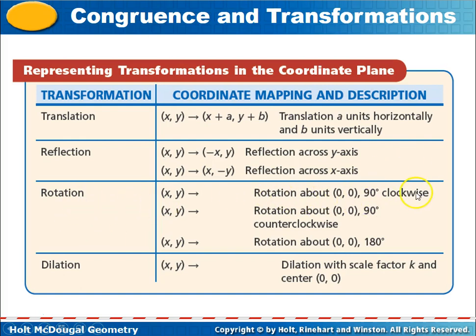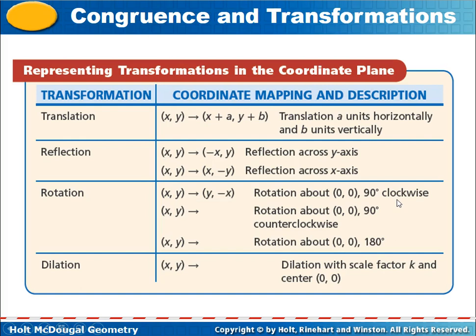Now, the way this is represented here is a little bit different, so let's talk this through. It says a rotation about 0, 0, which is the origin, 90 degrees clockwise. We're used to counterclockwise. Well, you should know that if it says clockwise here, 90 degrees, then it's 270 degrees counterclockwise.